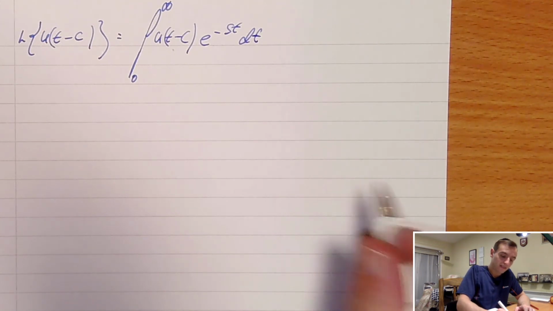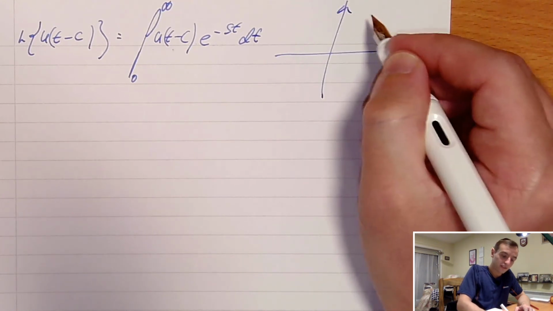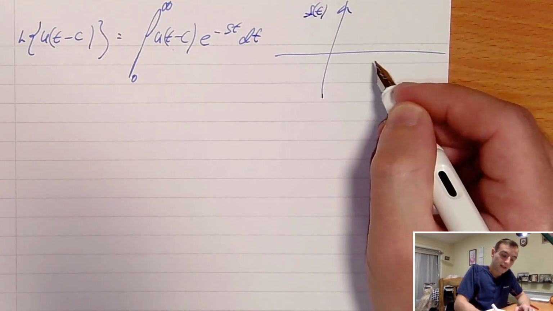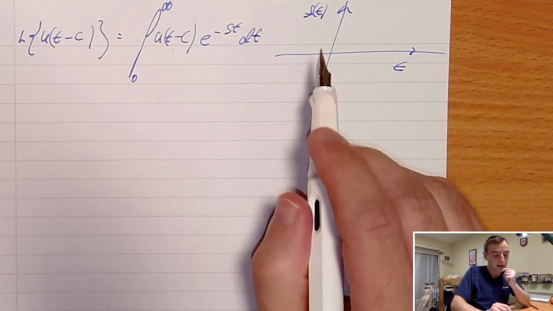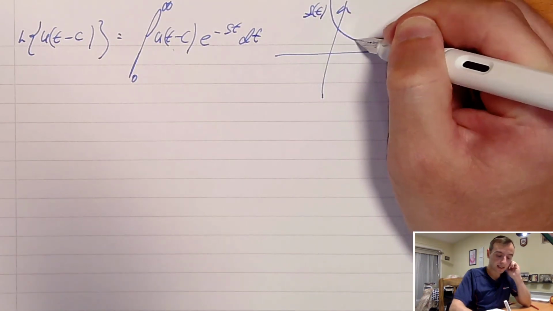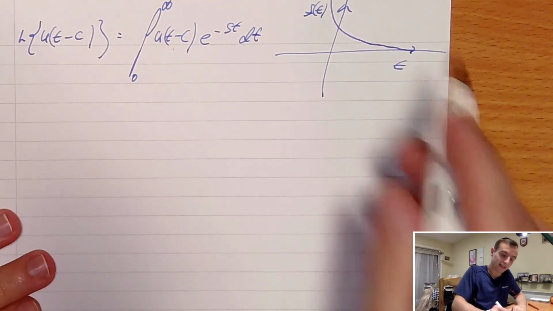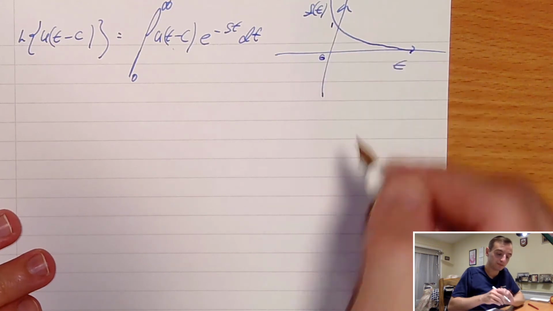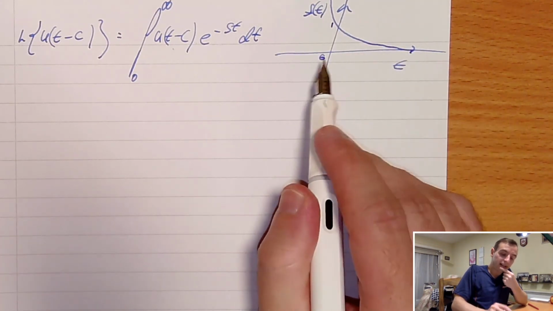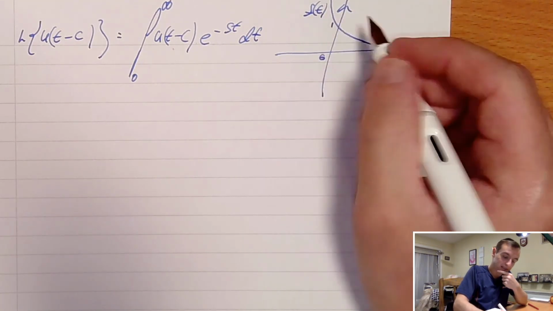So let's have a look at what that actually looks like. So we've got here the function, say f of t, and we've got t over here. And we know that e to the minus st is going to look something like that. Well, it doesn't actually touch 0, obviously, but never mind. It's going to be 0 and 1 over here. Now, if we, let's draw, sorry, that's not going to be 1, is it? That's going to be s.